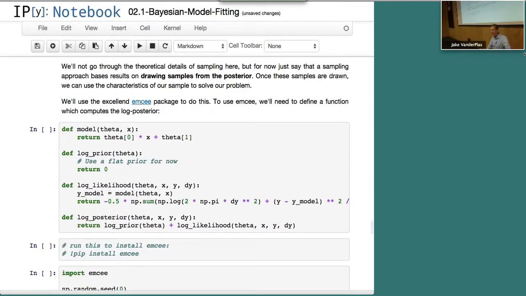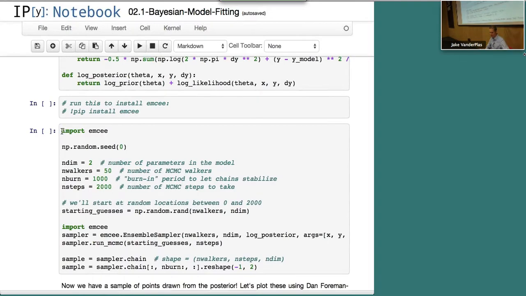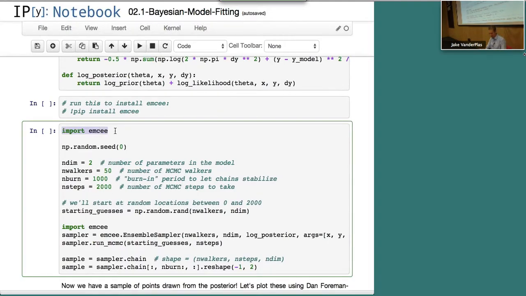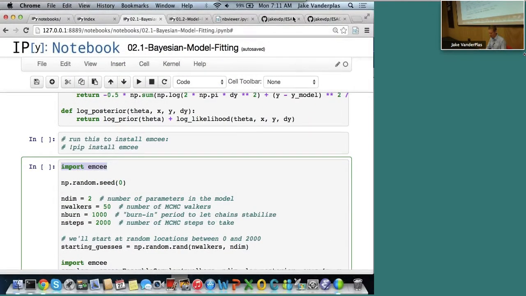And the way that we do Bayesianism in practice is to do this sampling on the distribution. And there are things called Markov chain Monte Carlo samplers. If you're into Bayesianism, Markov chain Monte Carlo, it's MCMC, it's the algorithm you use for everything. And there's this particular package called emcee, and let me pull up the web page for this because it's rather entertaining.